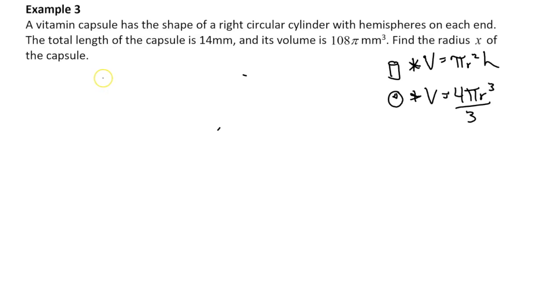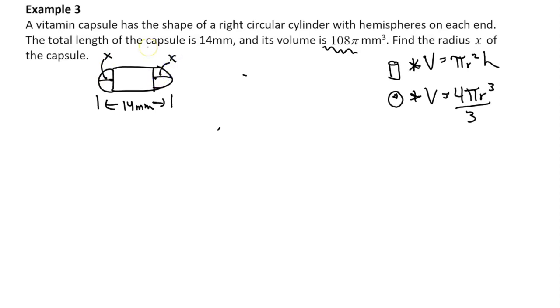So if you were to draw a vitamin capsule, you'd get something that looks like this. And it has the shape of a right circular cylinder with hemispheres on each end. And so we can cap it right here and here. And it says the total length of the capsule is 14 millimeters. So from end to end here, this is going to be 14 millimeters. And its total volume will be 108 pi millimeters cubed. And it says find x, the radius of the capsule.